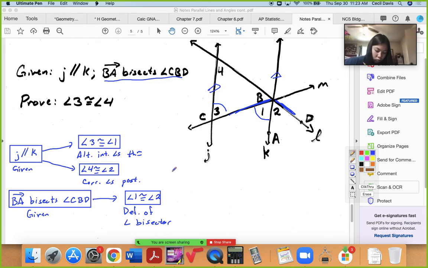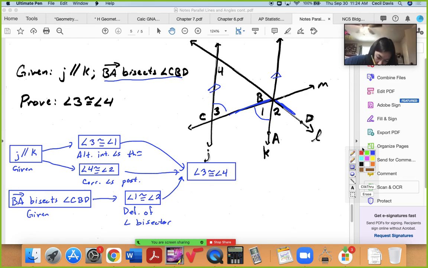Well, oh, hey, look. 3 is congruent to 1. What's 1 congruent to? 2. What's 2 congruent to? 4. Oh, look, we've made this long chain of things. You have to write out a chain like you did before. I was just showing you that. So combining all 3 of these things, we can say now that angle 3 is congruent to angle 4. And that's using the transitive property.